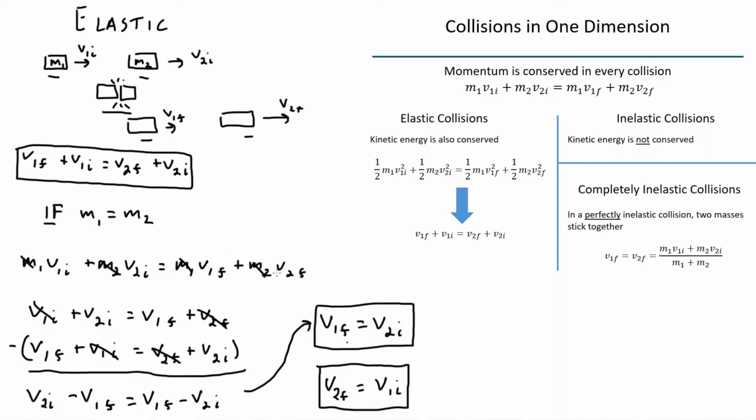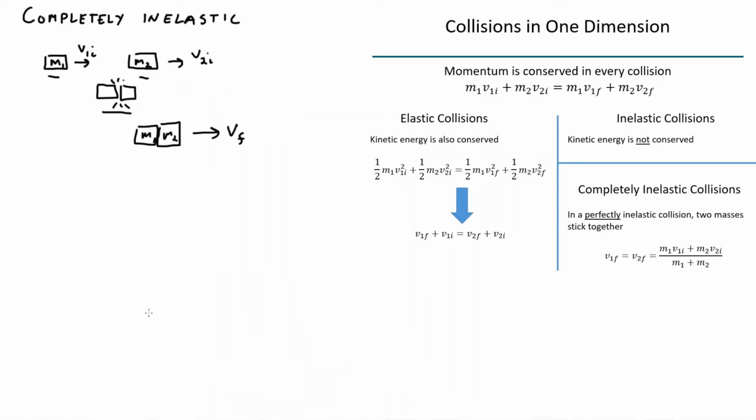v2 initial goes to v1 final. So this velocity, v2 initial, the initial velocity of mass 2, becomes the final velocity of mass 1. And the initial velocity of mass 1 becomes the final velocity of mass 2. They just switch off. And you'll explore this phenomenon in your lab, your virtual lab that you're going to do on conservation of momentum. The other case I want to look at is the completely inelastic collision.